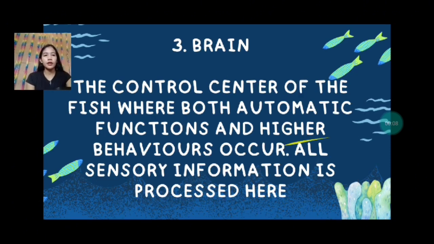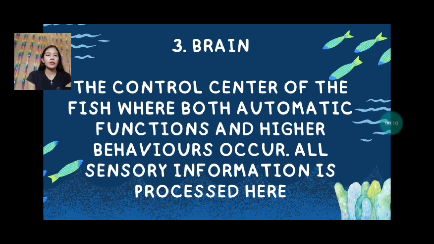Next, we have here the brain. The brain is the control center of the fish where both automatic functions and higher behaviors occur. All sensory information is processed here. The brain of the fish is responsible for processing sensory information, controlling motor function, regulating behavior, and coordinating various physiological processes necessary for the fish's survival and adaptation to its environment.